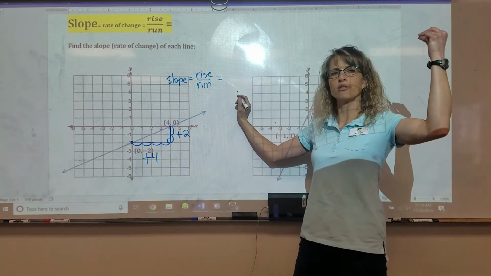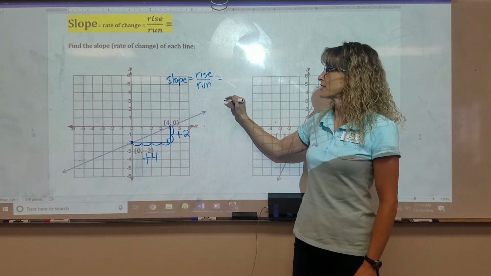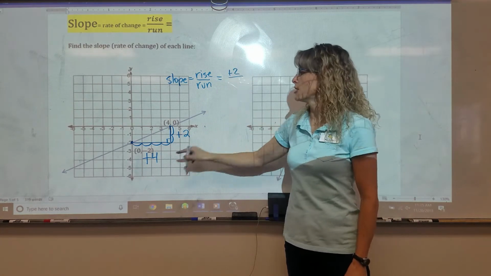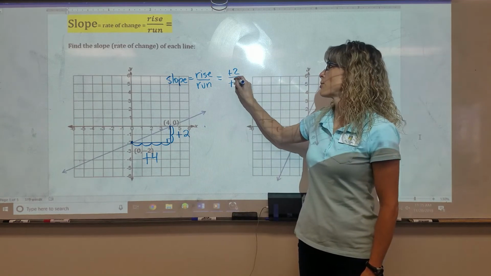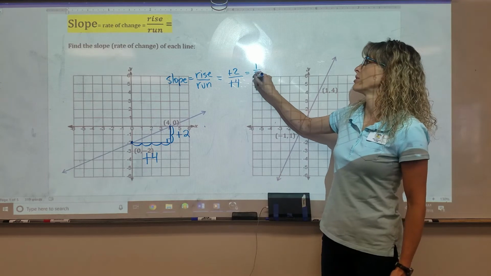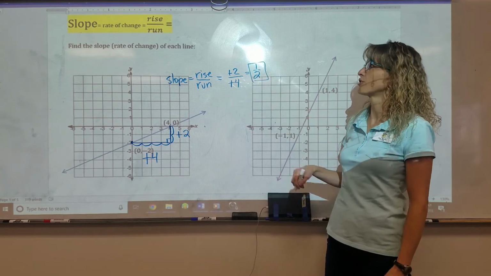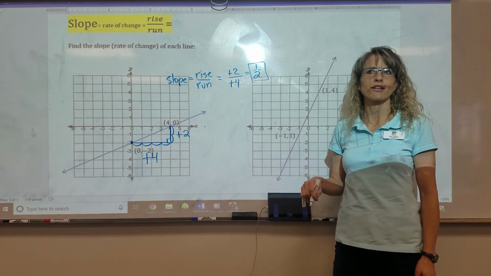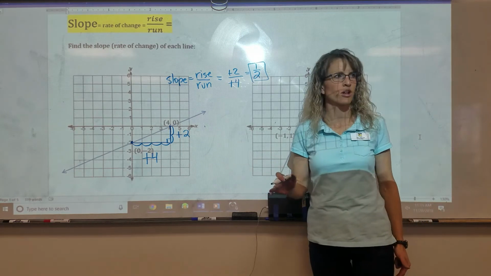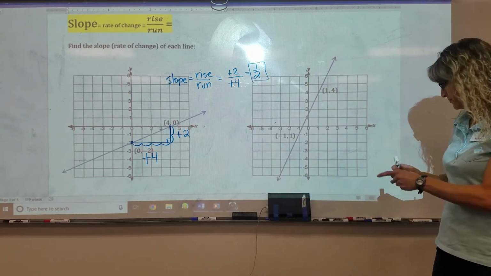What does slope equal? Get ready? Rise over run. Good. Rise over run. My rise was +2. My run was +4. And then my last step is to simplify. 2/4 would equal 1/2. And the positives I don't need to write. +1/2. Okay? Give me a nod if you're getting it. So far, so good. All right, let's try another one.